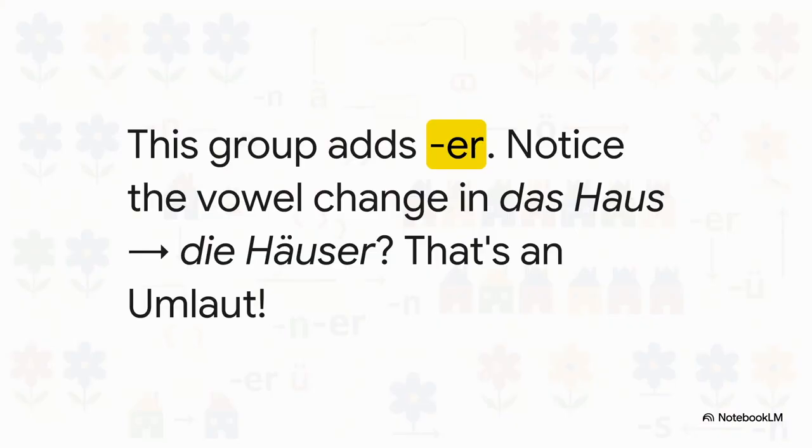Then we have group 3, which adds er. So das Haus becomes die Häuser. Now, hang on a second. Did you catch that? The A turned into an Ä. That little change is called an umlaut. And we're going to talk about that little power-up in just a bit.